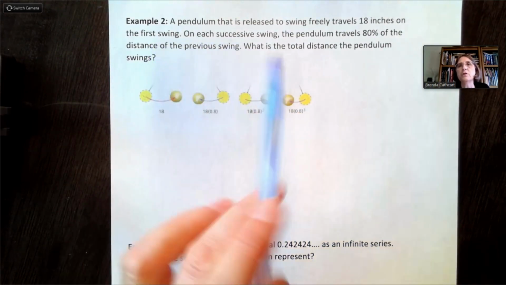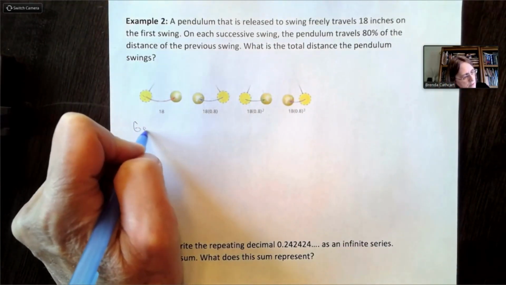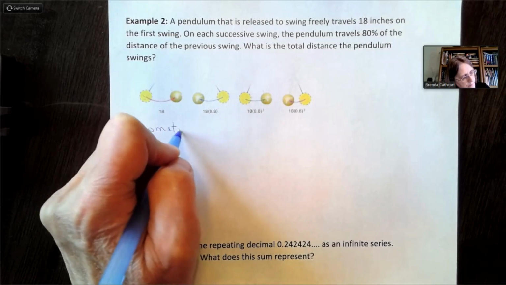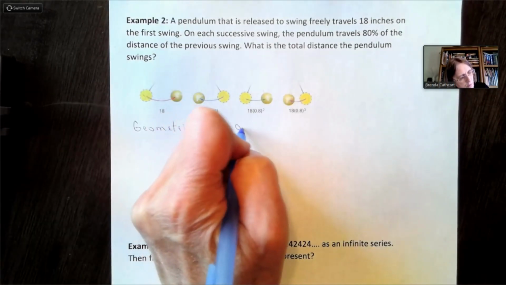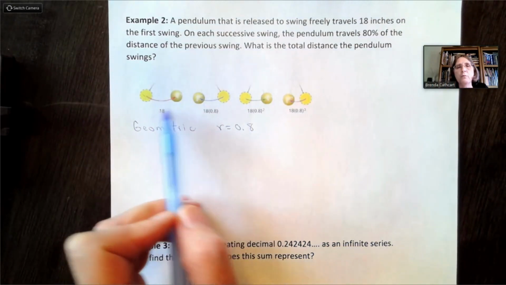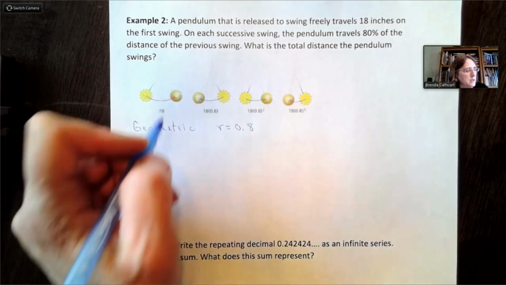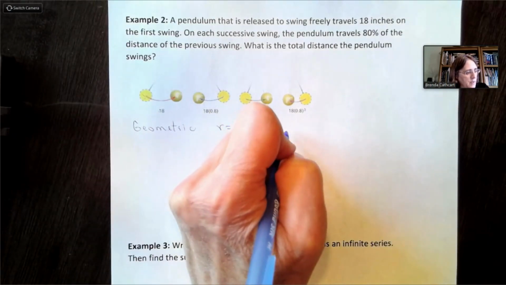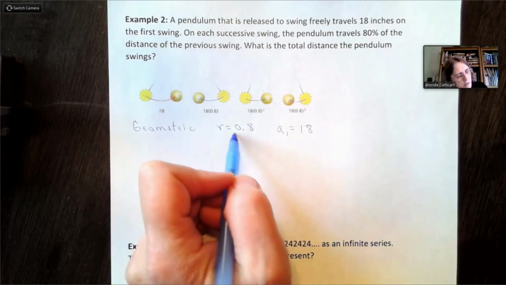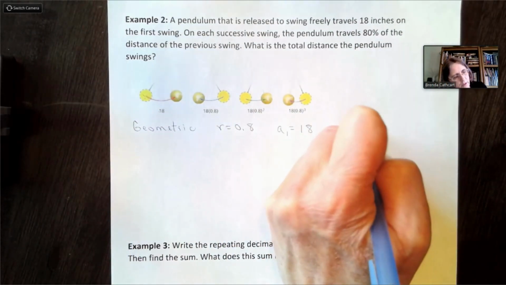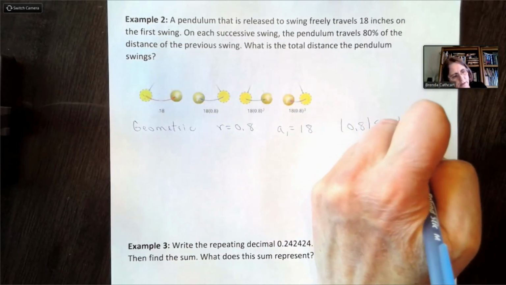We want to know the total distance. Well, first off, this is a geometric series. Our R between swings is 0.8. Each time I go from one term to the next, I multiply once more by 0.8. And our A1 is our first swing of 18. It has a sum because the absolute value of 0.8 is less than 1, so we know that it has a sum.